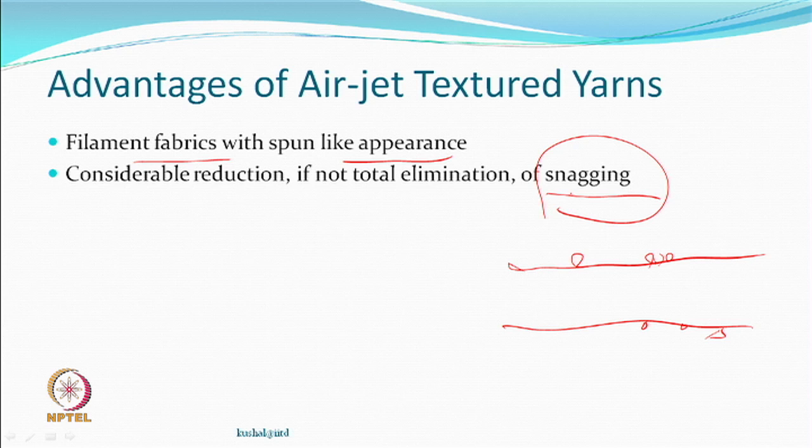Air-jet textured yarn will not snag. Why? If it is a good air-jet texture. A bad one will do everything, because the loop is really very firmly held. So, you can't pull it out. If you pull, you have to really apply more stress, otherwise it does not get pulled out. So, it will look as it is. Otherwise also, the loops were there all over. If one more loop comes out, you do not even see it. So, they said considerable reduction, if not elimination, of snagging. So, this is my advantage.